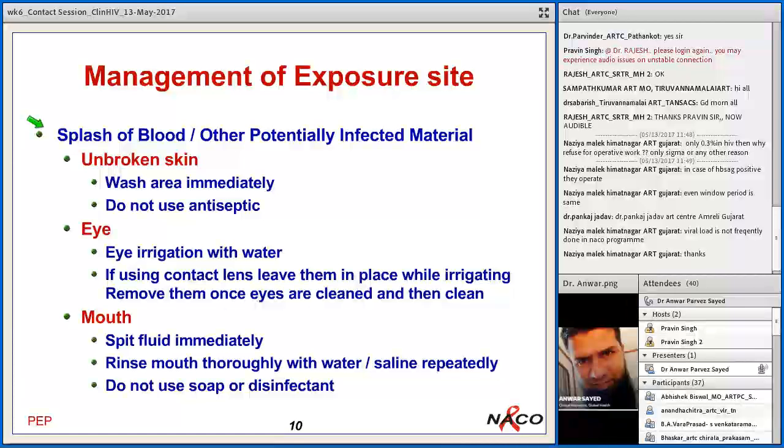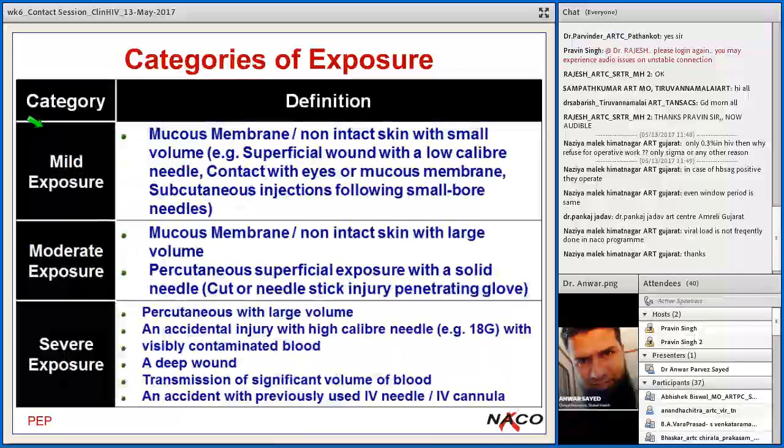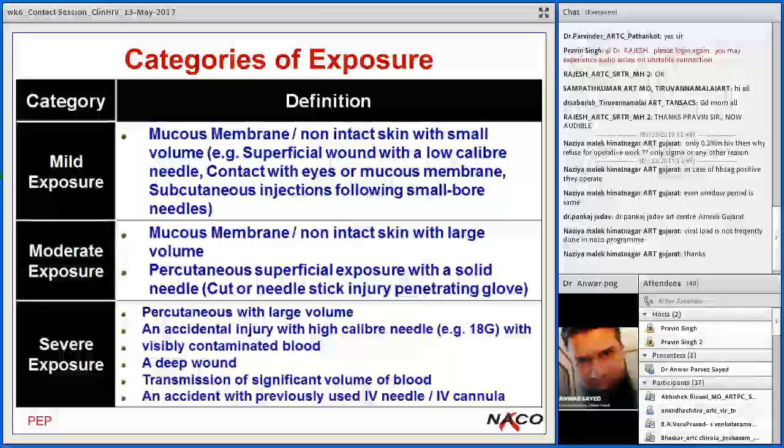So just put the site under the tap water, or wash the area with soap and water. That will be enough. If it is a splash on the eye or unbroken skin, wash the area immediately. Do not use antiseptic. For the eye, eye irrigation with water will be enough. If using contact lenses, leave them in place while irrigating, remove them once the eyes are clean, and then clean the lenses. If it is the mouth, spit the fluid out immediately and rinse the mouth thoroughly with water or saline repeatedly. Do not use soap or disinfectant.